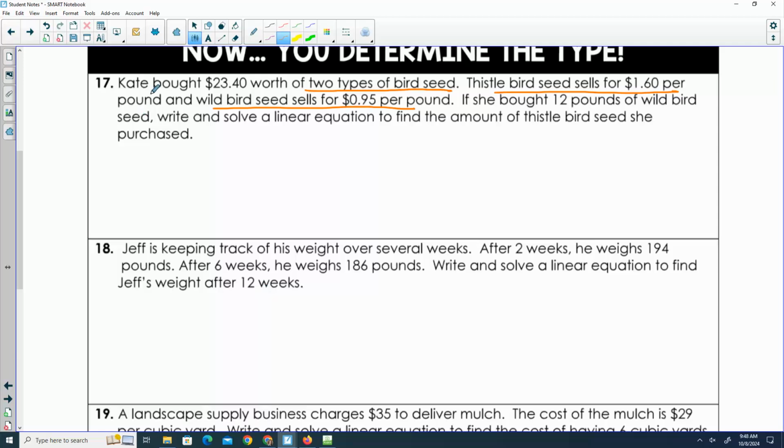So what are the 2 different things? Thistle and wild bird seed. Okay, so I'm going to say x is my thistle and y is my wild. When I write my equation, the cost of the thistle is $1.60 per pound, so that would be $1.60 times x, because my thistle goes together. And my wild bird seed is 95 cents per pound, so that would be 0.95 times y. So you're taking the cost times the amount, equals, how much money was it all together? $23.40.